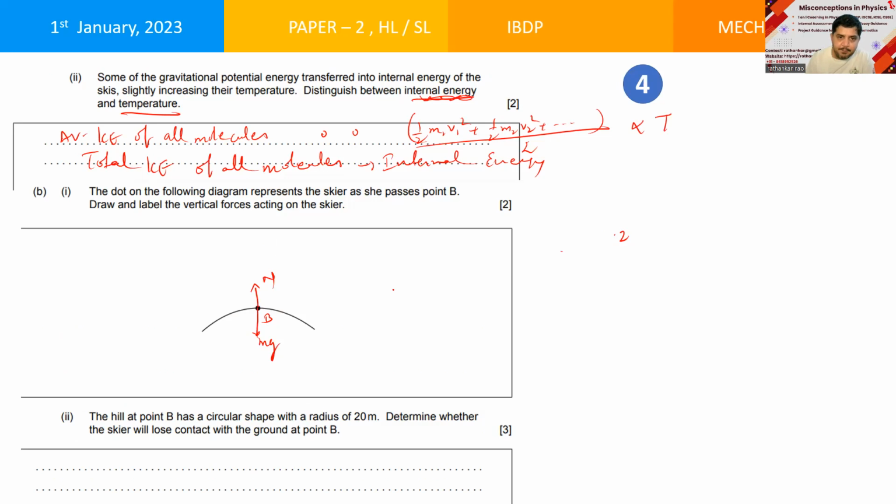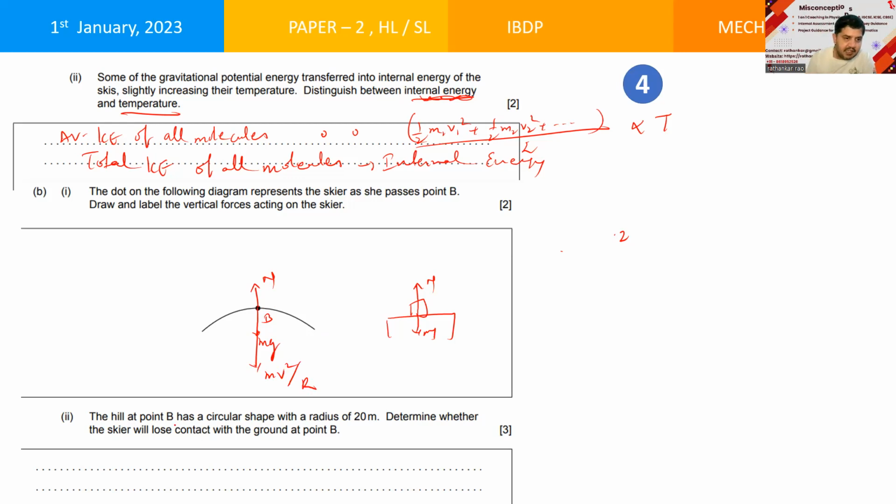But if the surface was flat, then this is my normal force and this is my mg force. Unfortunately, she says the diagram is shown like a circular arc here. Which means when a particle is moving in a circular arc, there will be one more force. What is that force? mv squared by r. This should also be mentioned because she is moving in a circular arc.